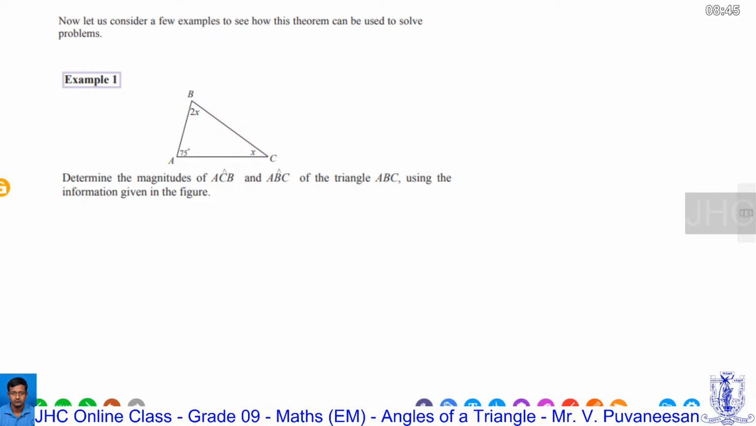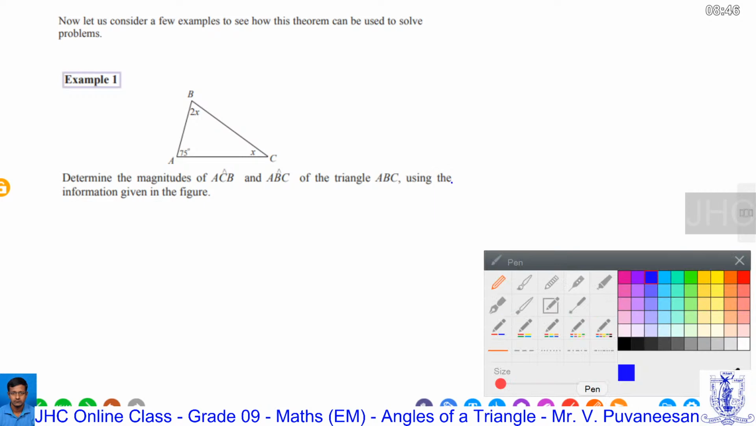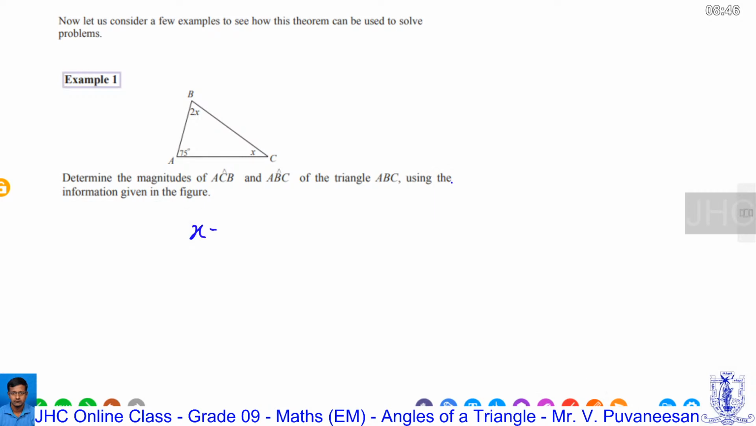So, according to the information, determine the magnitudes of angle ACB and ABC. They are denoted by x and 2x. So, we can write the relationship theorem. What is the theorem? The sum of interior angles of triangle is 180 degree. Okay, so I am going to write the sum of interior angles: x plus 2x plus 75.